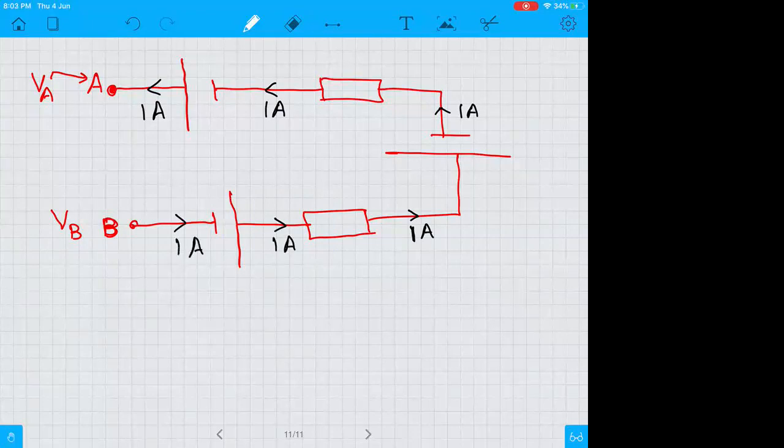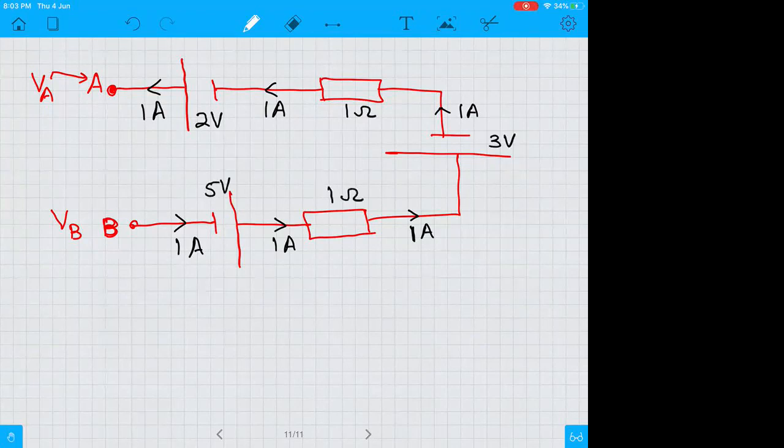From B to A. Now, one thing, this is a cell of 2 volt. This is a resistor of 1 ohm. This is a cell of 3 volt. This is a cell of, just for example, 5 volt. And this is also a resistor of 1 ohm.